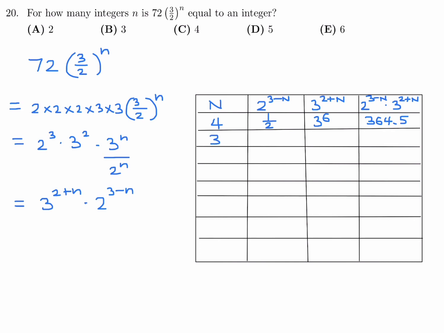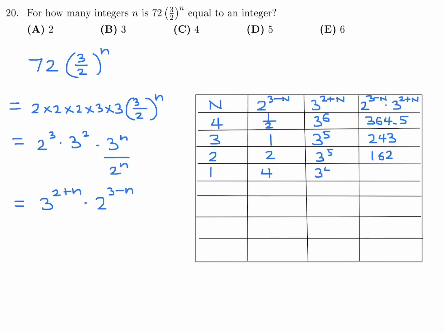So let's do that. Let's put 3. If I put 3, this becomes 1. This becomes 3 to the power of 5. And when you multiply them, it's 243. That's an integer, so that's good. When n is 2, this becomes 2. 3 to the power of 5. This is 162. When n is 1, this becomes 4.